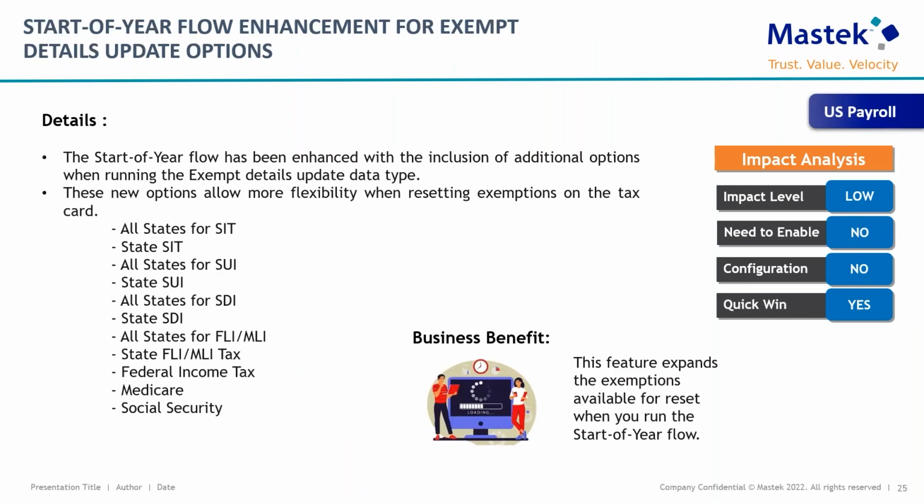Now, start of year flow enhancement for exemption detail update option. So this is for US payroll. Now, the start of year flow has been enhanced with the inclusion of an additional option when running the exemption detail updated data type. So below are the exemptions available on the tax card now. And the benefit we are going to get is that this feature expands the exemptions available for reset when you run the start of year flow.